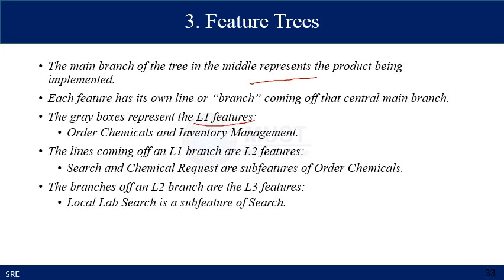Again, search and chemical requests are sub-features of order chemicals. The branches of the level 2 branch are the level 3 features. For example, local lab search is a sub-feature of search.